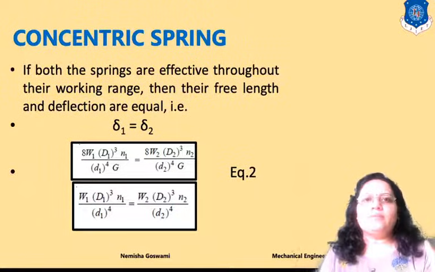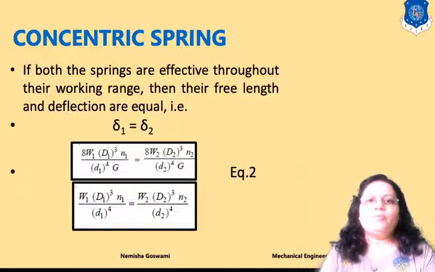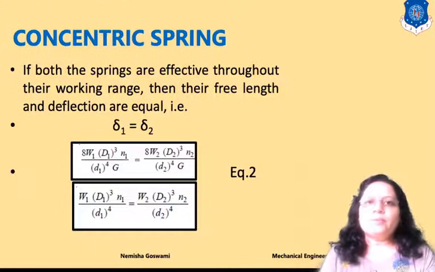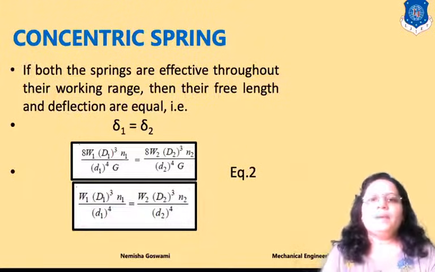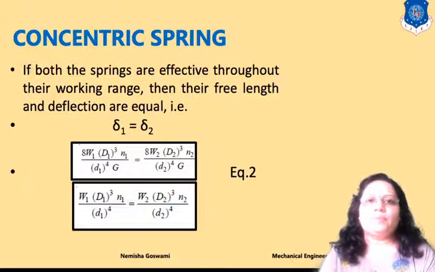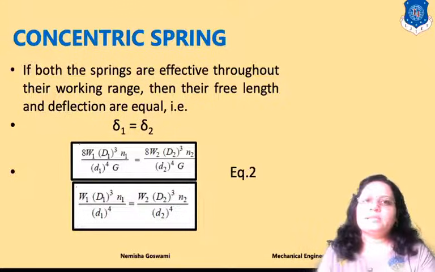So after solving this equation, finally we will get W1 D1 cubed multiplied by the active number of coils for the outer spring, divided by small d1 to the power 4, is equal to W2 D2 cubed multiplied by N2 divided by small d2 to the power 4, where small d is the wire coil diameter. So this is equation number 2.